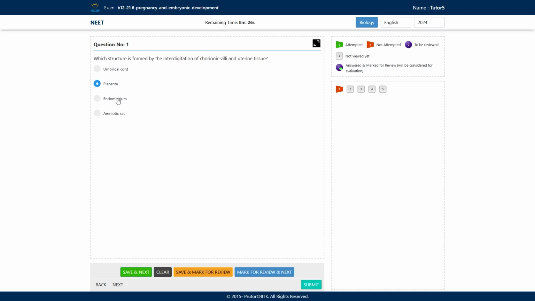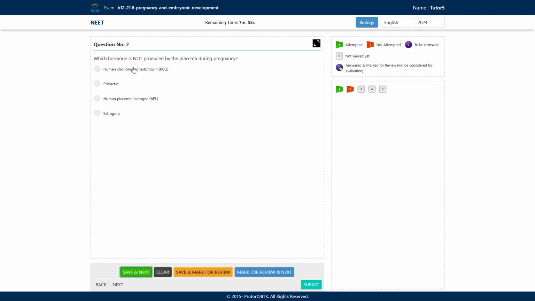The correct answer here should be placenta. The placenta consists of maternal as well as fetal tissue. Chorionic villi is the fetal tissue, and uterine tissue is the maternal tissue. The answer should be option B, placenta. The placenta supplies oxygen as well as nutrients to the fetus, and also carries the carbon dioxide and excretory waste products away from the embryo.